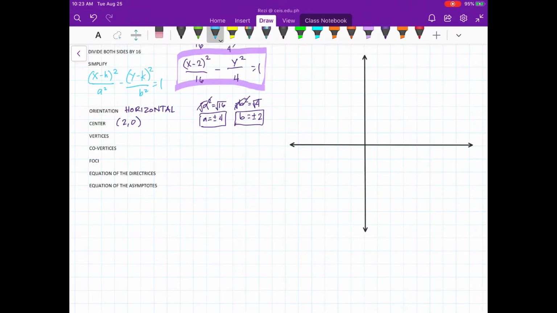Let's plot the center. Our a is on the x, so we need 4 units to the left and 4 units to the right from the center. So we have... next, our b is on the y, so we need 2 units upward and 2 units downward from the center.